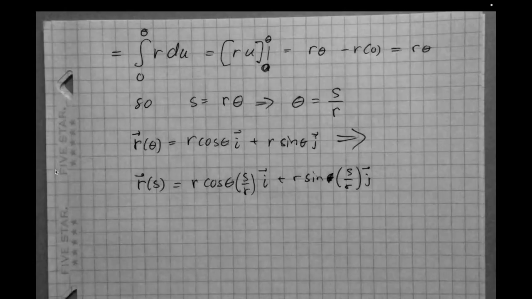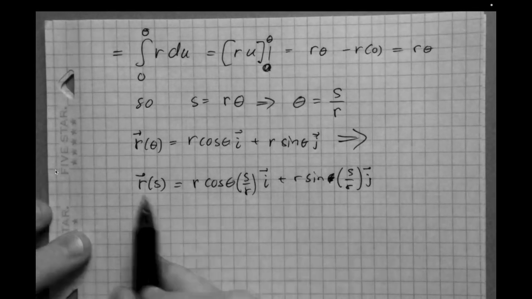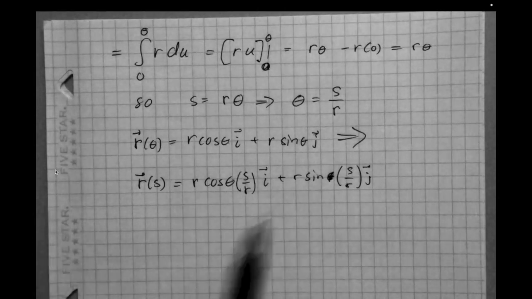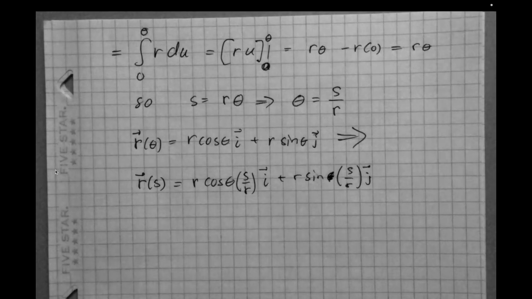Okay, so now we've got r written as a function of s. Now remember, this is a little confusing because the function is named r, but this little r in here is just the radius, right? So don't be confused by that. Okay, and so now we have the vector valued function parameterized in s, and so we can differentiate it, and we can use that result to find the curvature.